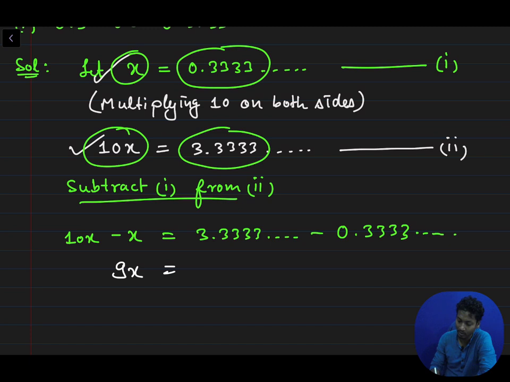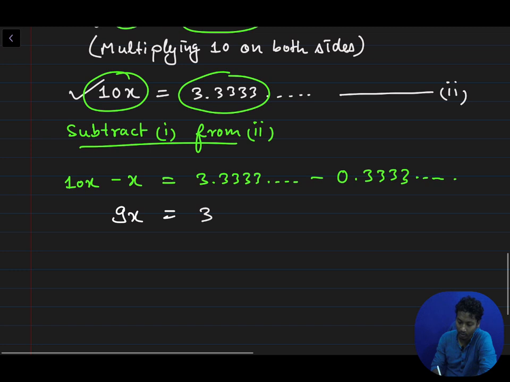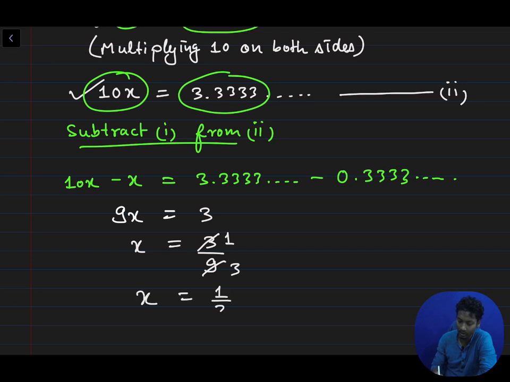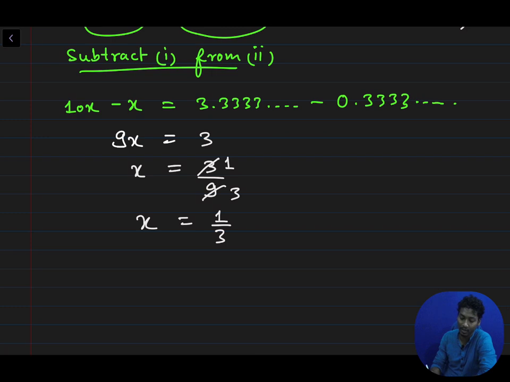So ultimately we have the number on the right side, that is 3 minus 0, which is 3. So here we can represent this as x is equal to 3 by 9. So 3 1s are 3, 3 3s are 9. So x is equal to 1 by 3. So here we have successfully converted 0.3333, the repeating decimal, as 1 by 3. So this will be your answer. Clear? Next question.